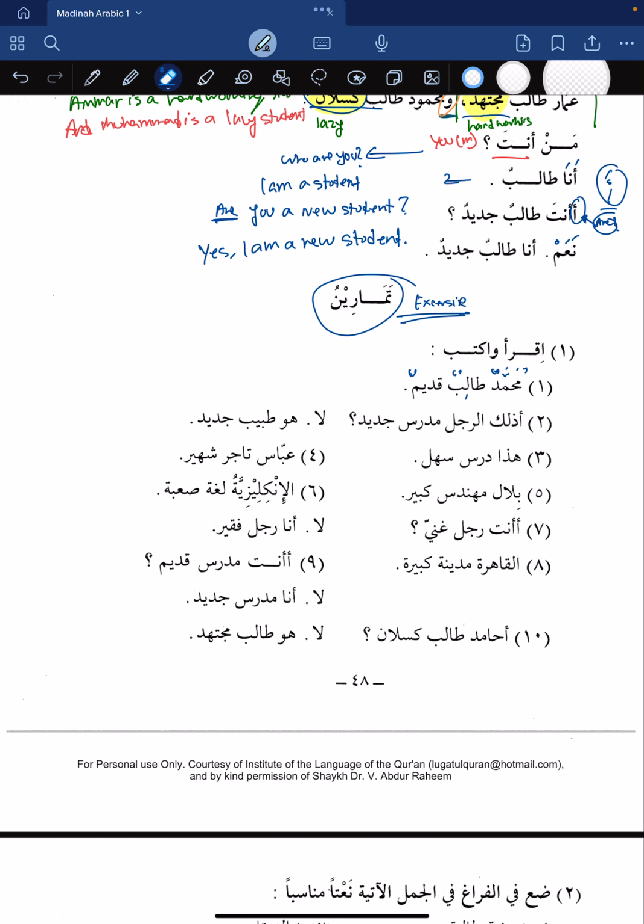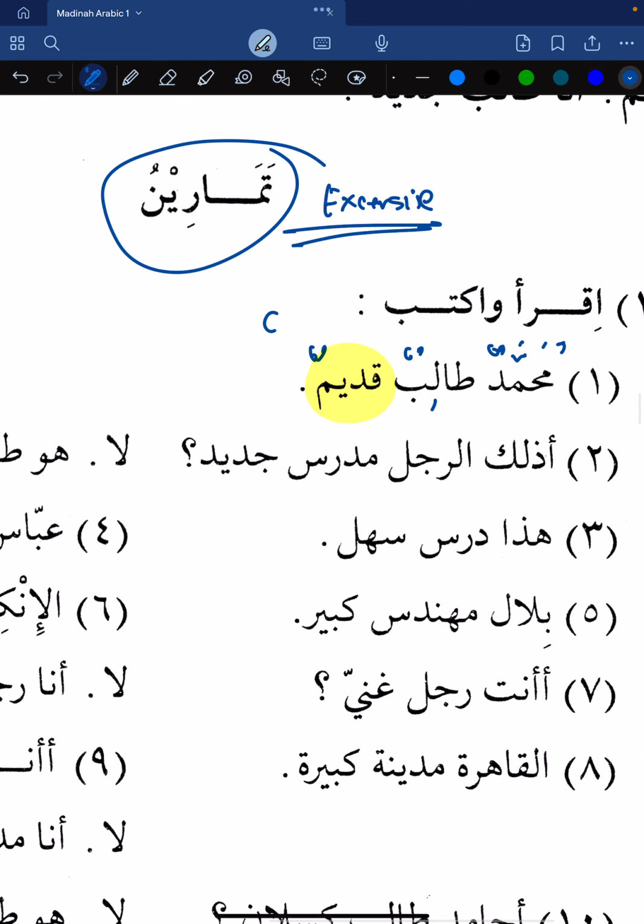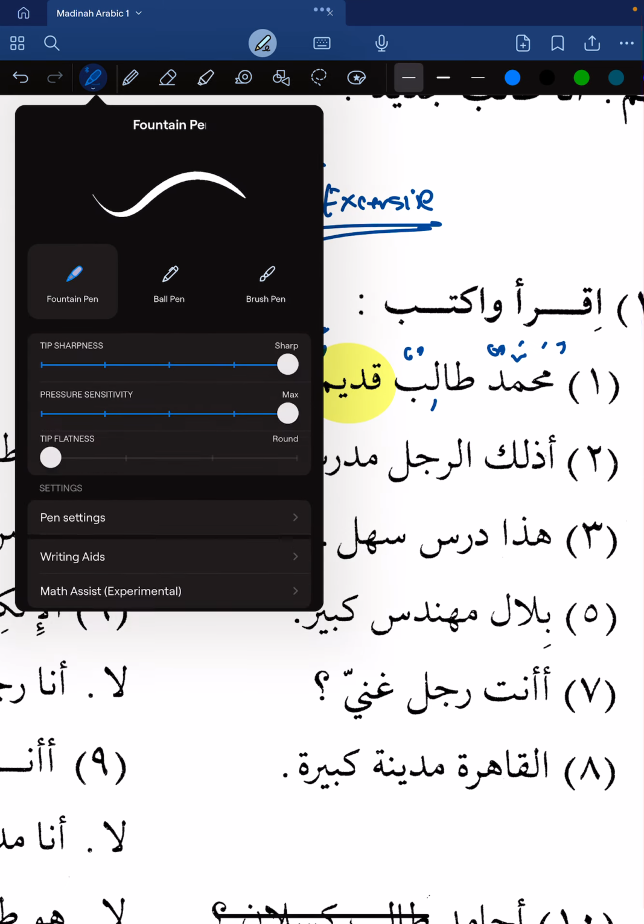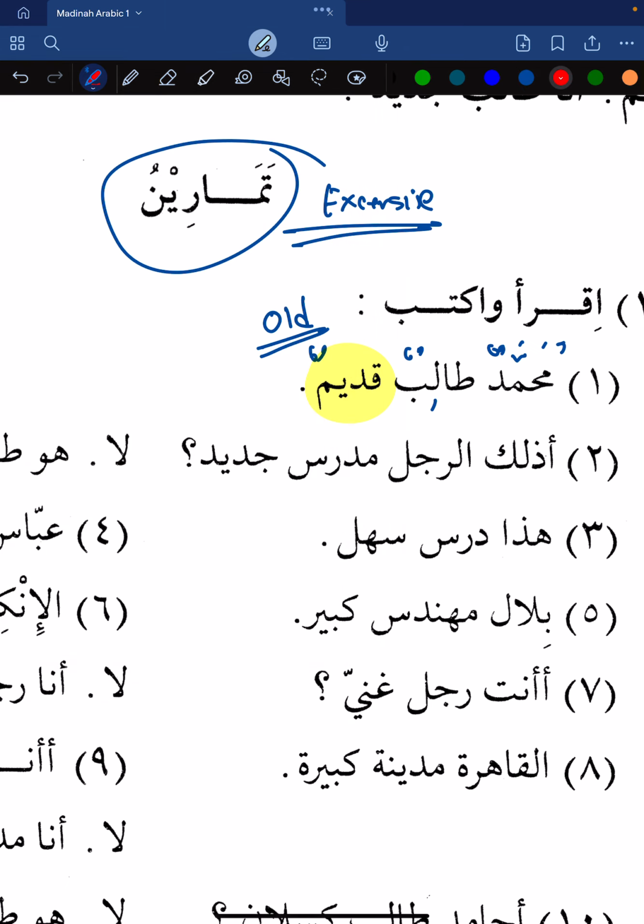Which is stupid. Why isn't it working? Okay. Muhammad talibun qadimun. Qadim means old. So Muhammad is an old student. For Muhammad, no one really cares about him. Okay.